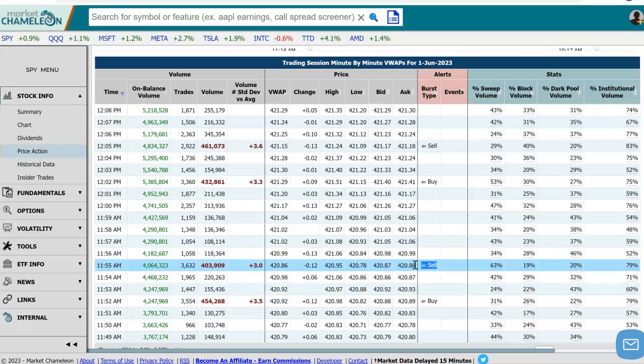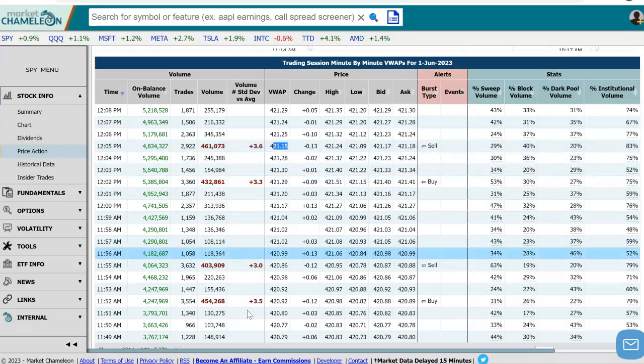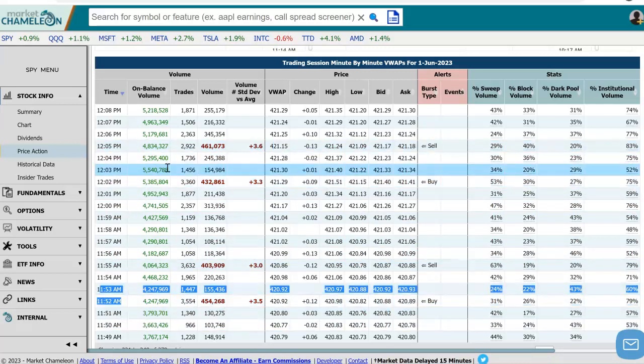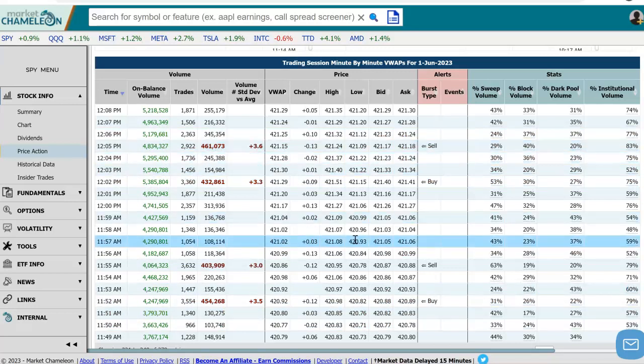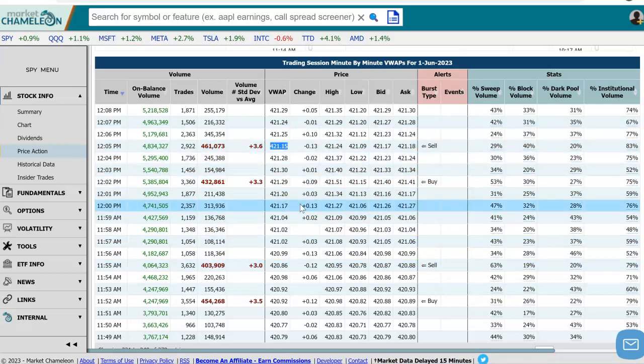There was a sell burst right at that moment. The stock continued to trade up, and then we got 2 more buy bursts after that in a very short time period. So from 11:52 to 12:05, a lot of activity today. I'm sorry, 2 buys and 2 sells right there. 2 buys and 2 sells in this stock.